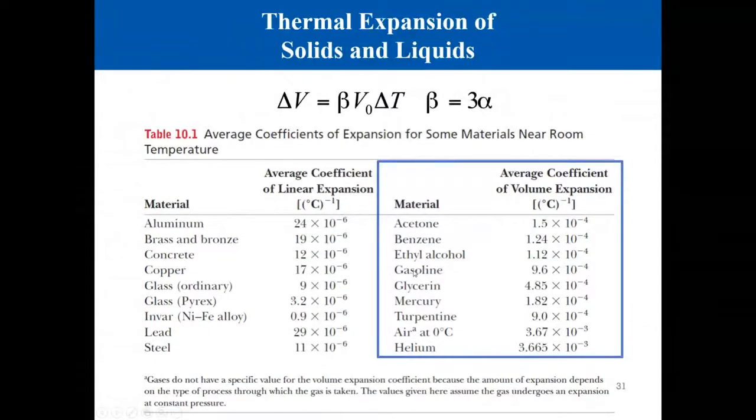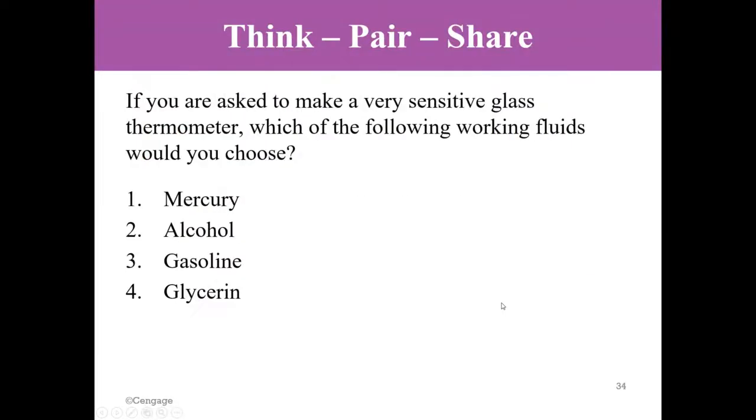This is the thermal expansion of gasoline, 9.6. For acetone, it is 1.5. For glycerine, it is 4.85. And for mercury, it is 1.82. Okay? Keep this in mind in order to answer the question. So which fluid will you choose?